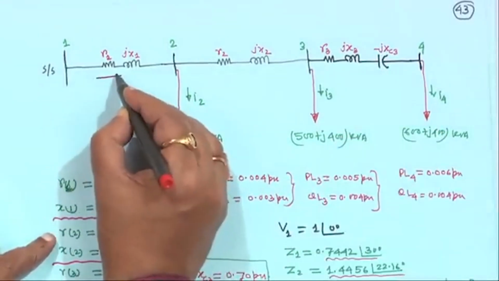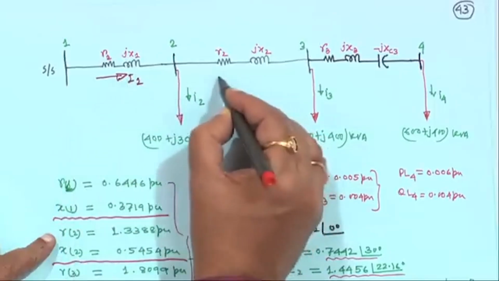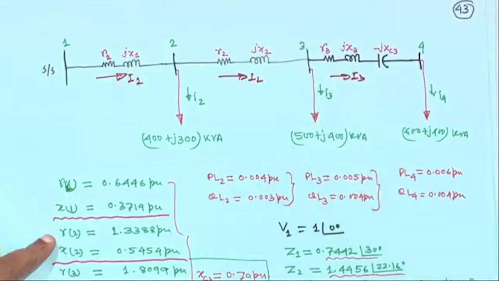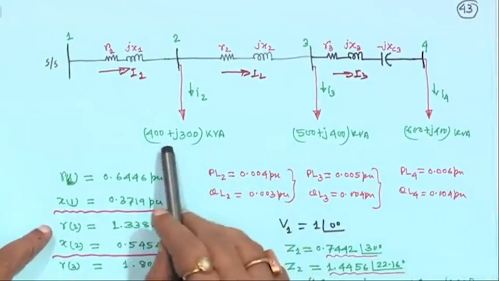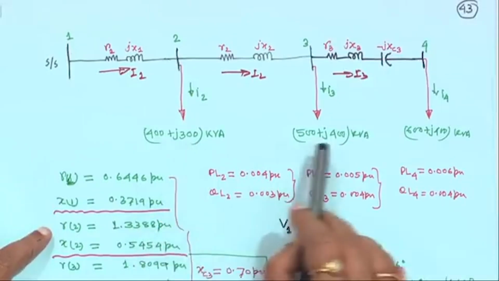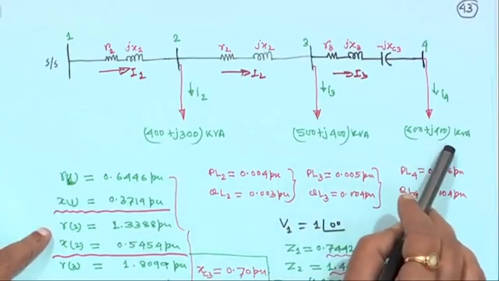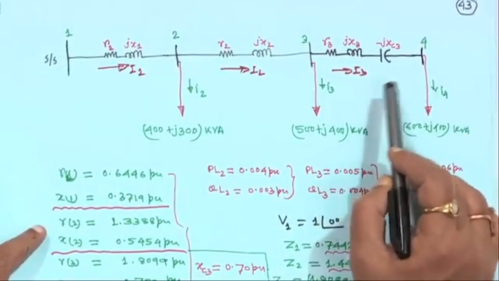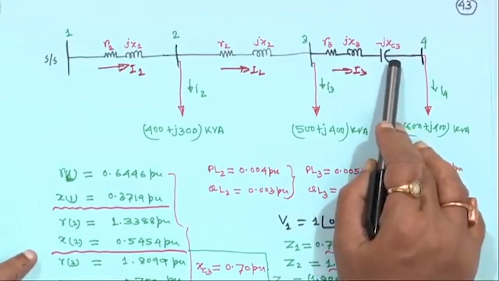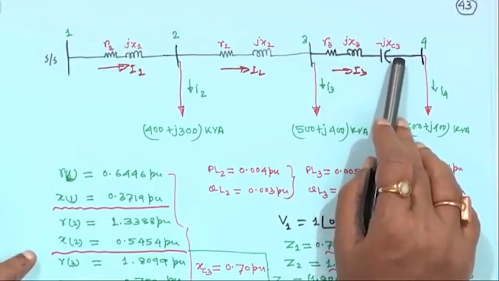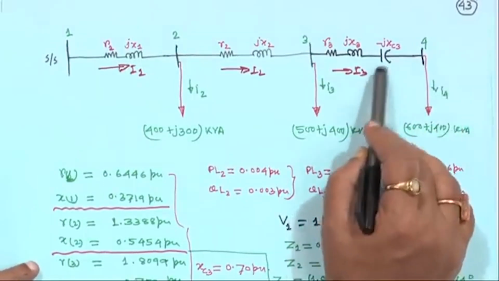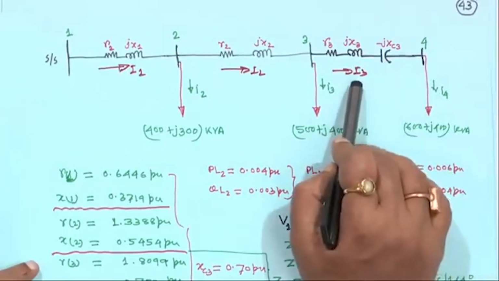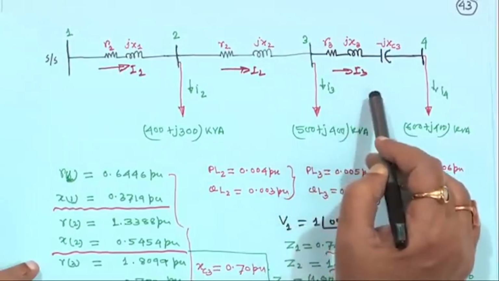This branch current is I1, this is I2, and this branch current is I3, right. So, the loads are the same, 400 plus j300, 500 plus j400, 600 plus j400, but there is no shunt capacitor here. When you take the series capacitor, rather than kilovar, you have to consider the reactance of the series capacitor, because QC3 will basically be I squared XC3. If the load changes, I will change, and Q will vary, right; it acts like a voltage regulator.